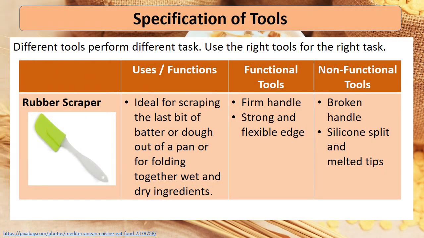The rubber scraper. It is ideal for scraping the last bit of batter or dough out of a pan or folding together wet and dry ingredients. It is functional if it has a firm handle and a strong and flexible edge. Non-functional if it has a broken handle, split silicone, and melted tips.